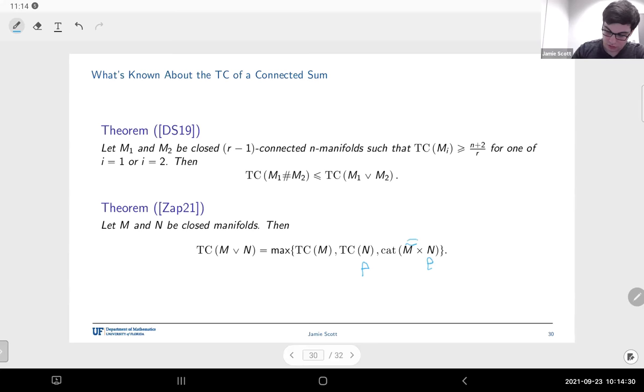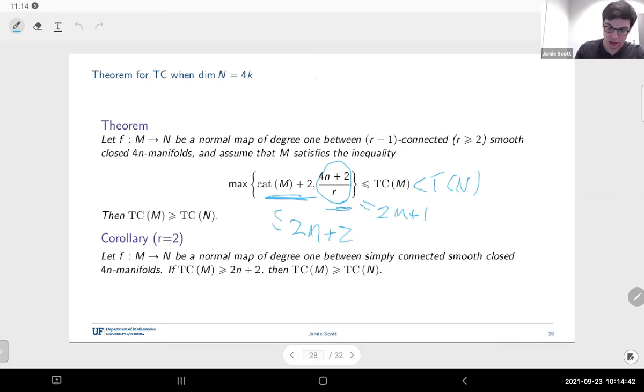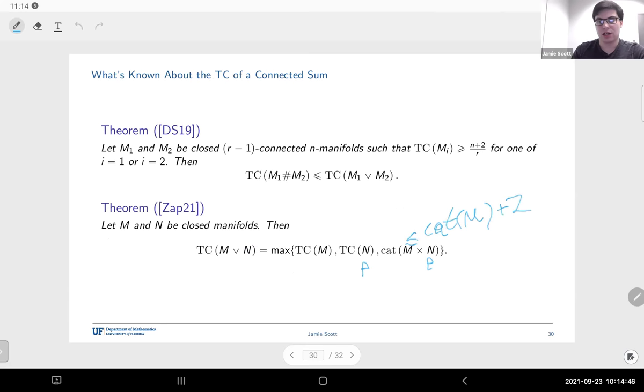So the cat of M, since P is 2n minus 1 connected, its category is going to be at most 2. So I can have a plus 2 right here. And that's where, if we go back two slides, that category of M plus 2 comes from. And then Rudyak's conjecture is true when the TC of M is 1. So we want the TC of M at least 2, right?